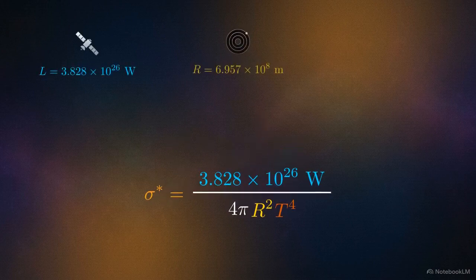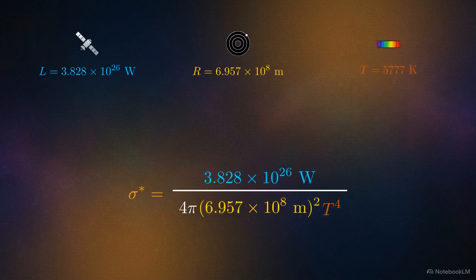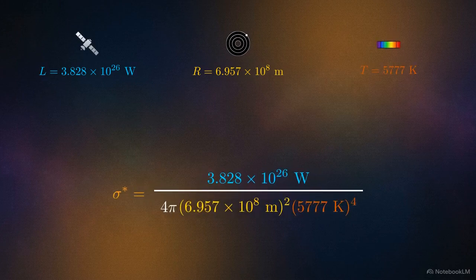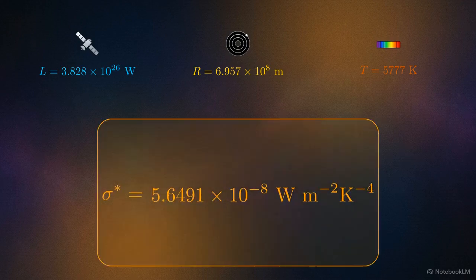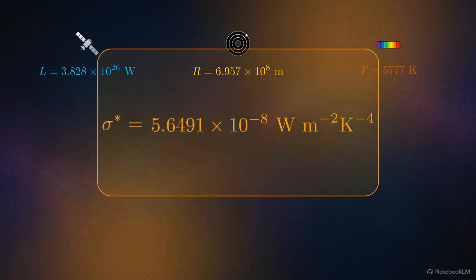Then we feed in the raw reality of the sun: the satellite's measurement for energy, transit data for size, and spectrum data for heat. The calculation produces an empirical constant, pulled directly from a wild active star, 5.6491 times 10 to the negative eighth.